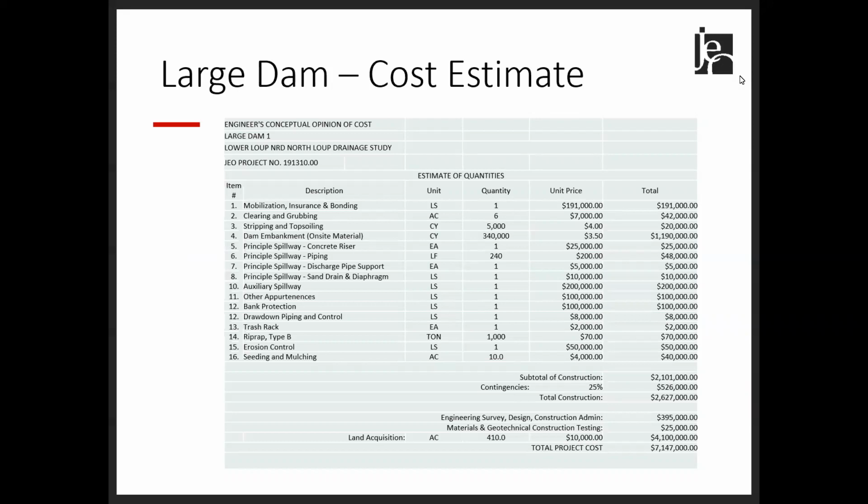Here is a detailed cost estimate of the proposed alternative for the large dam. It equates to just over $7 million, and this includes construction costs, future engineering costs, and land acquisition.